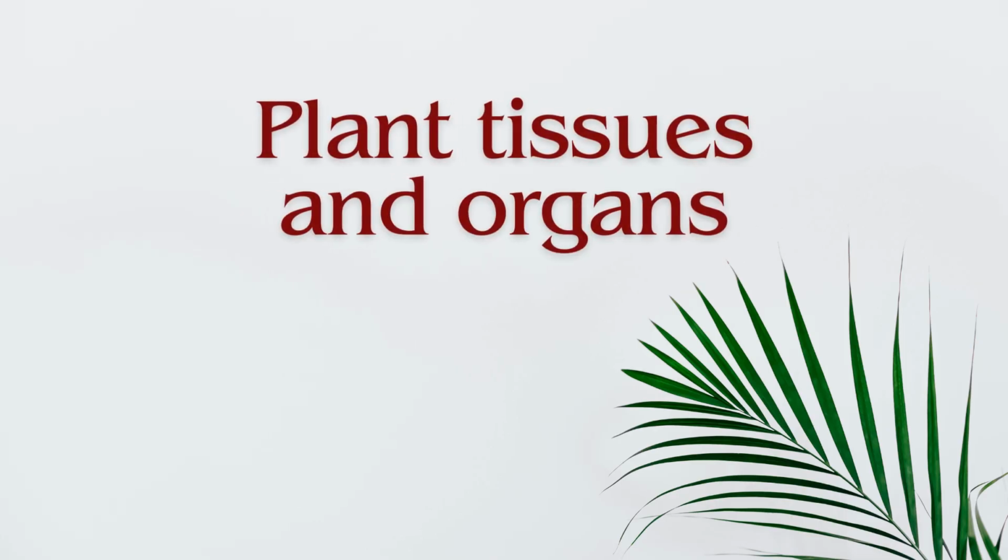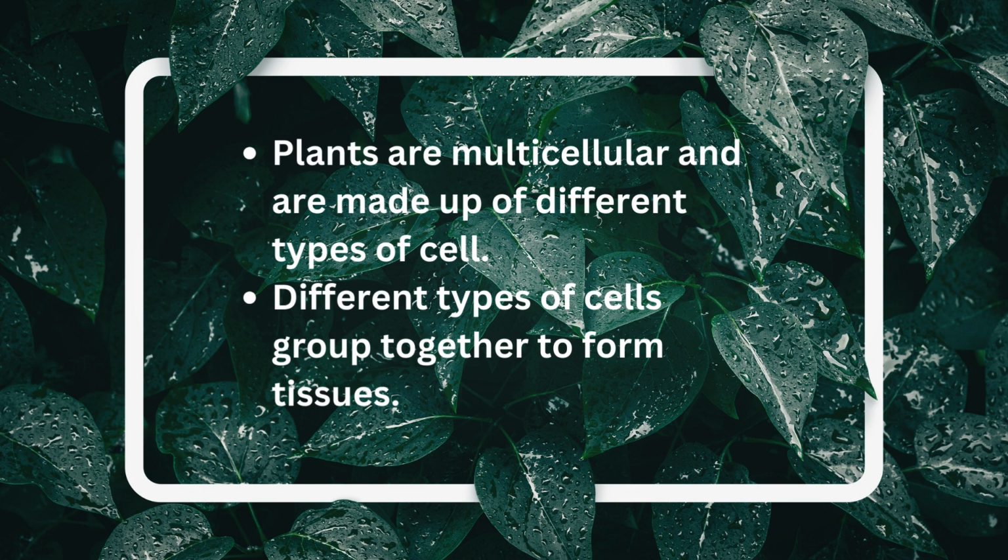Let's learn about plant tissues and organs. Plants are multicellular and are made up of different types of cells. Different types of cells group together to form tissues. Actually, plants are composed of different types of cells that work together to perform various functions. Now, these groups of cells that perform the same job are known as tissues.